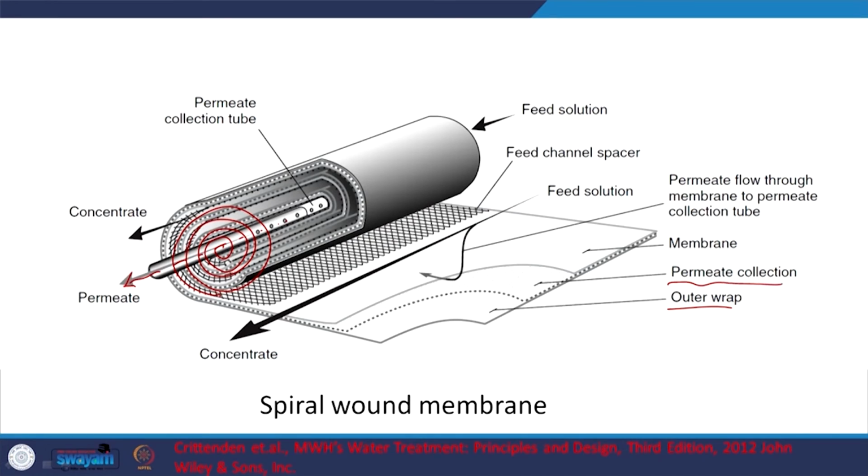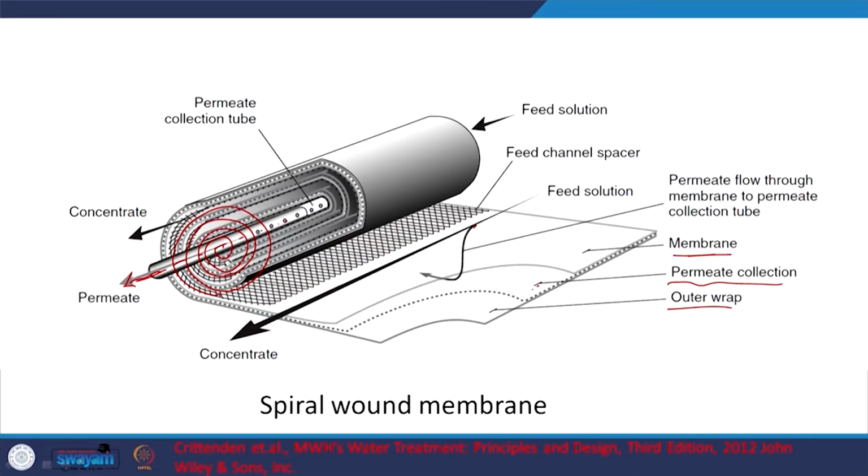This is the permeate collection, where permeate collects, and this is the membrane. The permeate flows through the membrane to the permeate collection tube. This is the permeate collection tube. So, during this it is cross flow more or less, right. So, that is why it is also better to avoid scaling too.